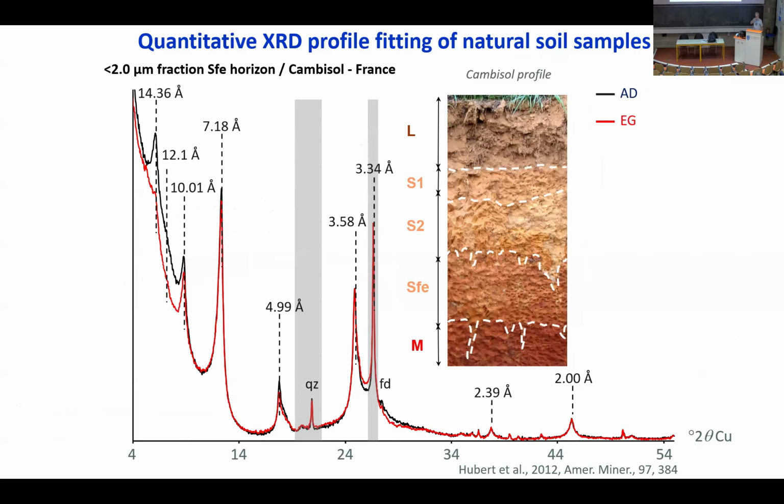So this is one example from soil, from western France, I would say. And clearly what we are seeing here is that we have peaks at 14.3 something, peaks at 10, peaks at 7.18, and we have differences between diffraction data recorded on calcium saturated, after air dry condition, and after ethylene glycol solvation.